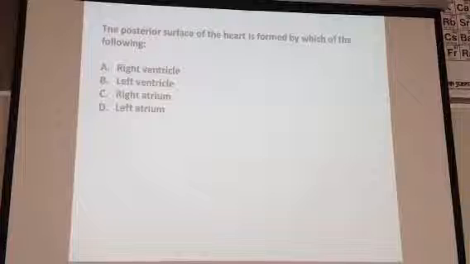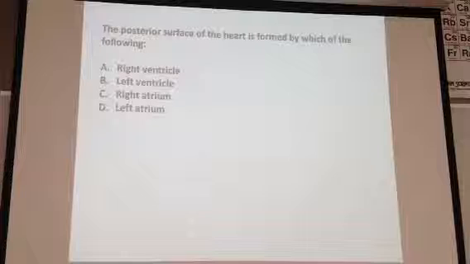Know really well, some you want a little bit more explanation of. So I put through some old exams and pulled some questions up, plus I wrote some out. So the posterior surface of the heart is formed by which of the following structures?